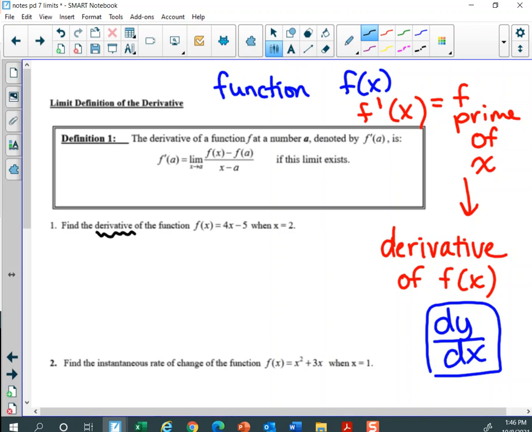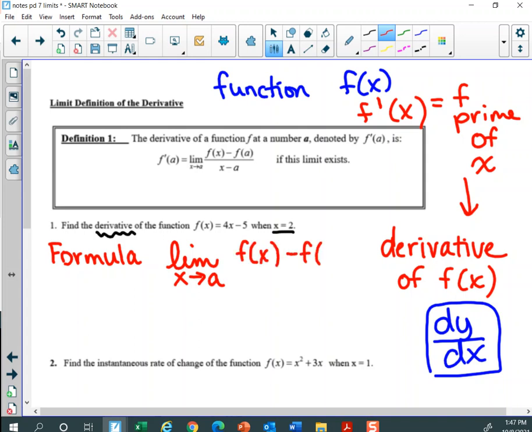So here we go. Problem 1 says we're going to find the derivative of that function, f of x equals 4x minus 5, and we're going to find the value of the derivative when x equals 2. And we're going to use a formula for right now that is going to be the limit as x approaches a of f of x minus f of a over x minus a.